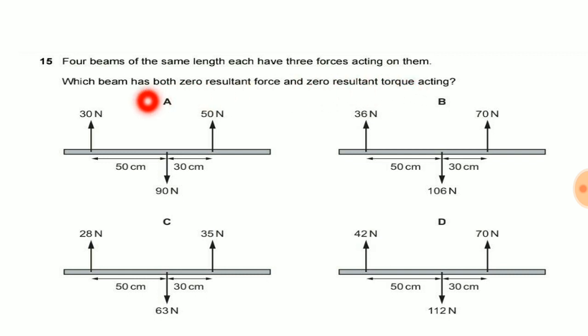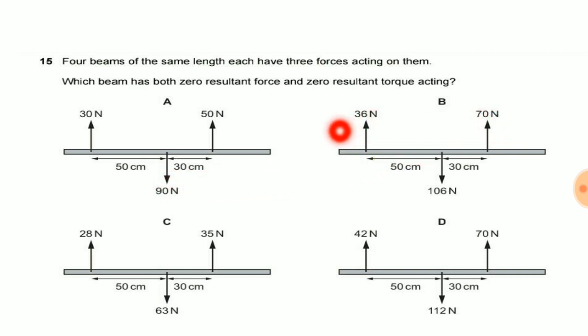We can check for zero resultant force by calculating the net upward force and net downward force. If the net upward force and net downward force are equal, then the resultant force will be 0. In this one, 80 Newton is acting up, but 90 Newton is acting down. So this is not a case of zero resultant force.